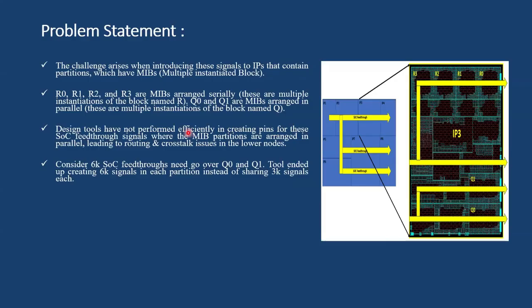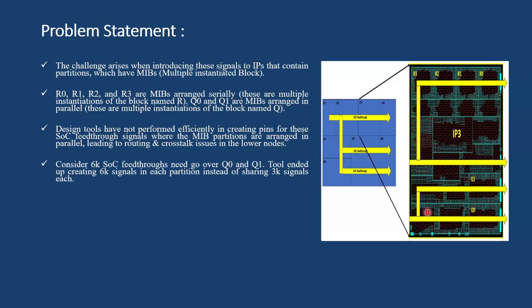The main challenge arises when introducing these signals to IPs that contain MIBs, multiple instantiated blocks. For example, in this diagram we have the R partition, which is instantiated four times: R0, R1, R2, and R3. Similarly, there is a Q partition which is instantiated two times, Q0 and Q1. Here the Q partition was placed in parallel, and the R partition was placed serially.